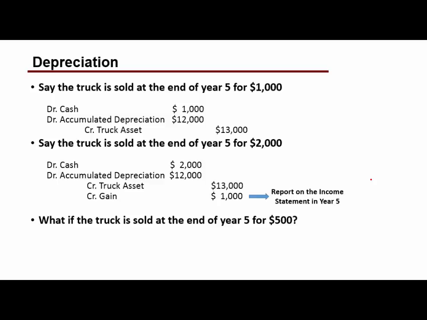Good. That's a non-operating item. We're not in the business of selling our equipment, are we? Okay, and so that's going to be a gain. It's going to be shown as non-operating. What if the truck sold for $500? Who's got the journal entry for me? We'd have a loss of $500.